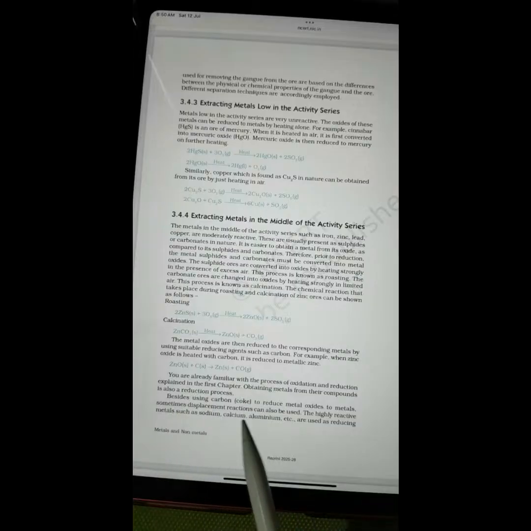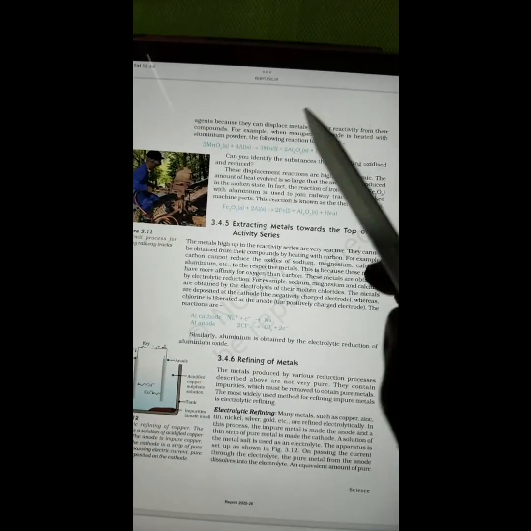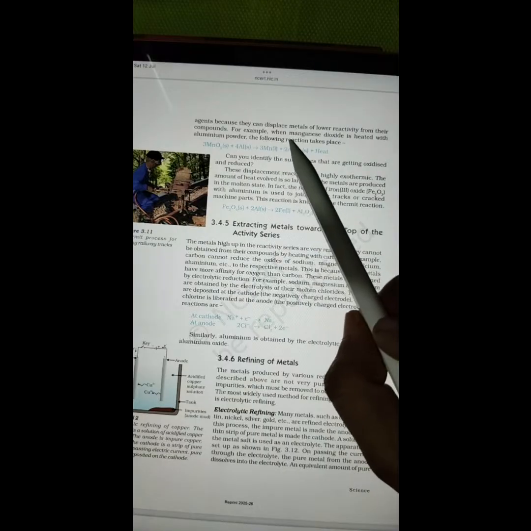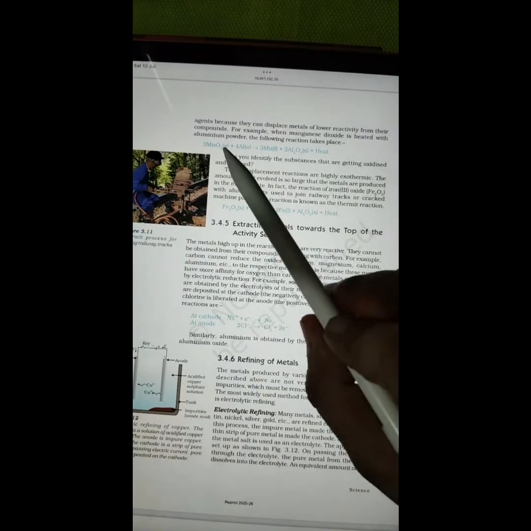You are already familiar with the process of oxidation and reduction explained in the first chapter. Obtaining metals from these compounds is also a reduction process. Besides using carbon coke to reduce metal oxide to metal, sometimes displacement reactions can also be used. The highly reactive metals such as sodium, calcium, aluminium, etc., are used as reducing agents because they can displace metals of low reactivity from their compounds.